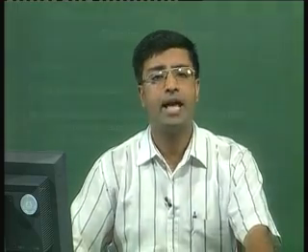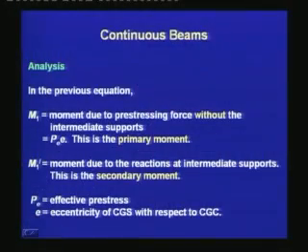The second component, M1 prime, is the moment due to the reactions at the intermediate supports, and this is the secondary moment which is generated due to the prestressing force. Pe is the effective prestress and e is the eccentricity of CGS with respect to CGC. Thus, to summarize, the total moment due to the prestressing force M2 is equal to M1 plus M1 prime.